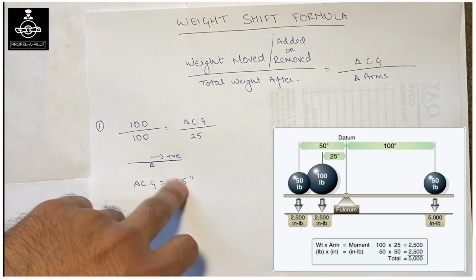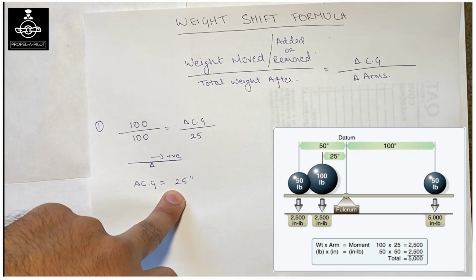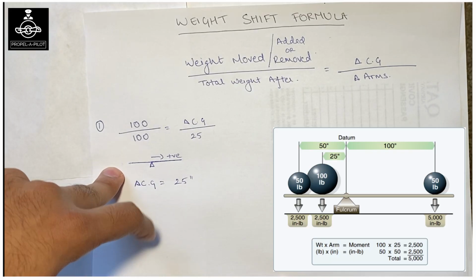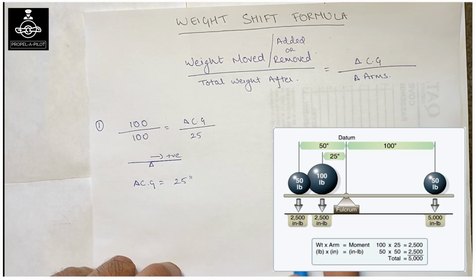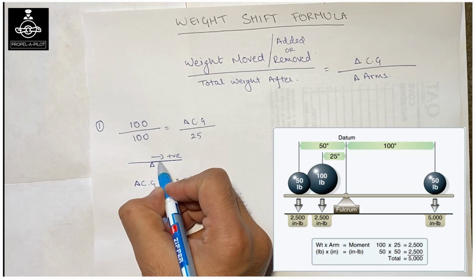And how much towards the right? 25 inches. So the CG has moved 25 inches to the right of the datum. Our new CG will be 25 inches on the right.